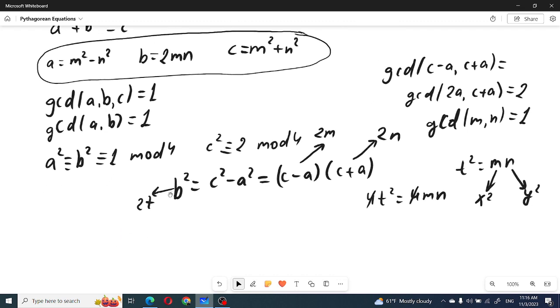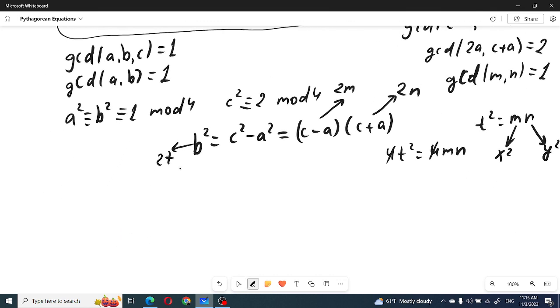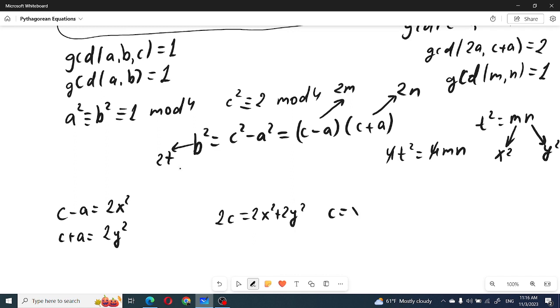And from here, how can we define c and a? c minus a equals 2 times x squared, and c plus a equals 2 times y squared. If we sum up these two equations, we get that 2 times c equals 2 times (x squared plus y squared). So c must be x squared plus y squared.